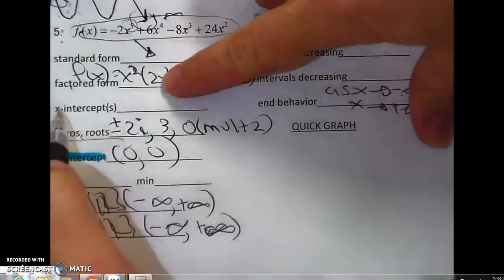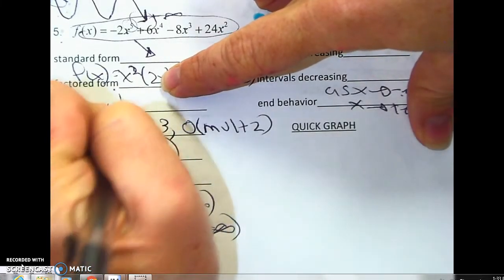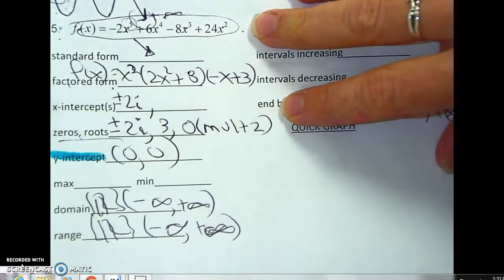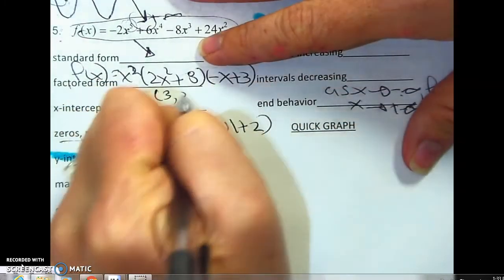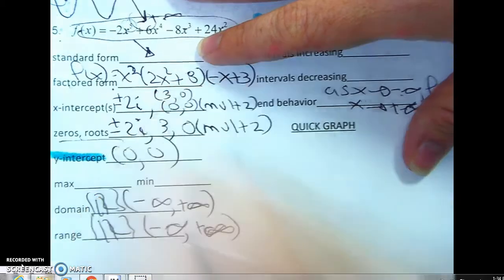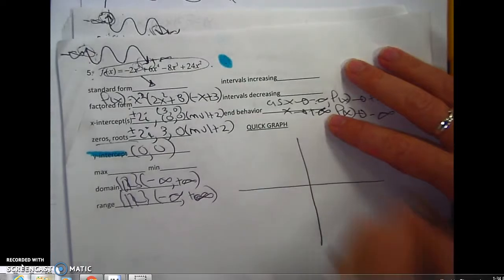So therefore my x-intercepts are, you can just leave it as plus or minus 2i. You can put the comma 0 if you want, but it's imaginary, so 3 comma 0 and 0 comma 0 with multiplicity 2. I think I'm ready to graph this. This is a workout for sure.